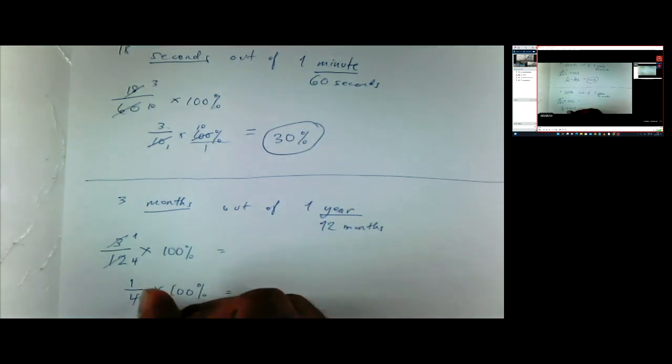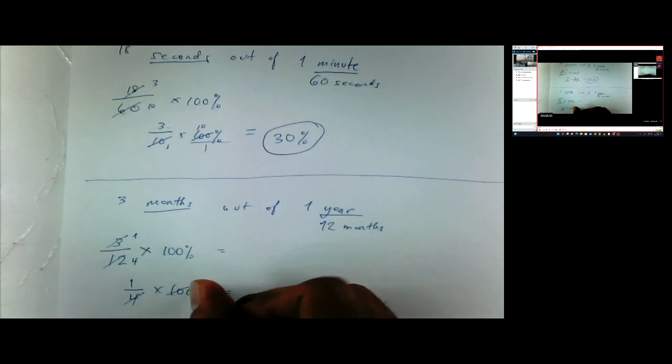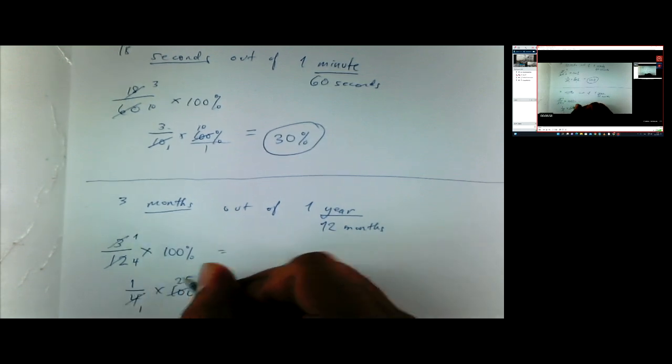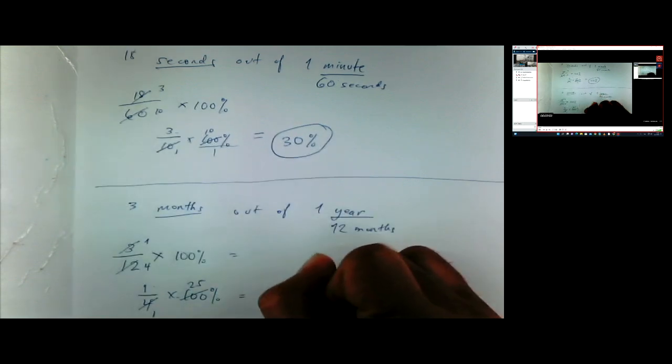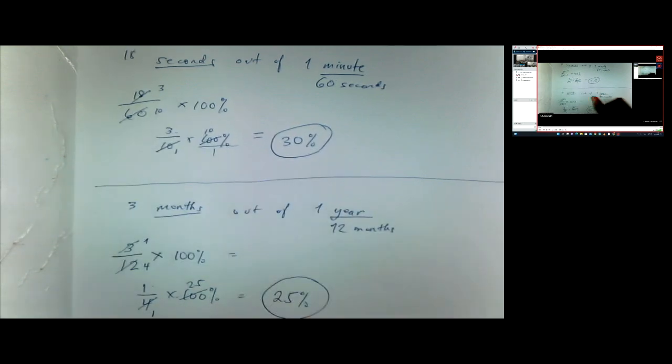So we can simplify 4 and 100 as well, right? So this is 1, this is 25. 1 over 1 is 1 times 25%. This is equal to 25%. And that would be your answer.